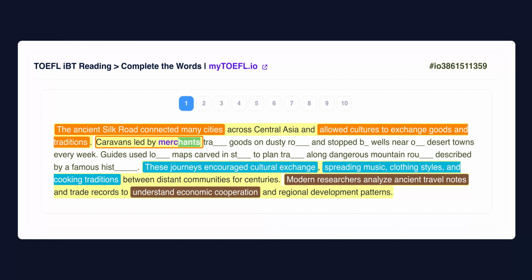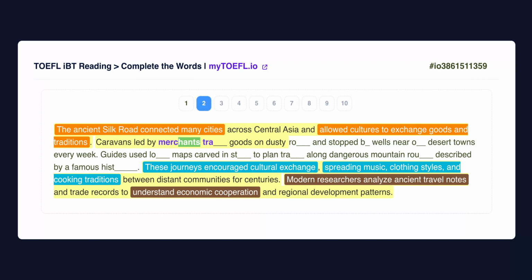We are now moving to the second sentence, which has a few missing words. Since we know this sentence describes the action of the caravans, use the context of trade and travel to help you identify the missing terms. Caravans led by merchants tra... goods on dusty. We are given the letters T, R, and A, and we need to fill in 3 blanks to complete the word.